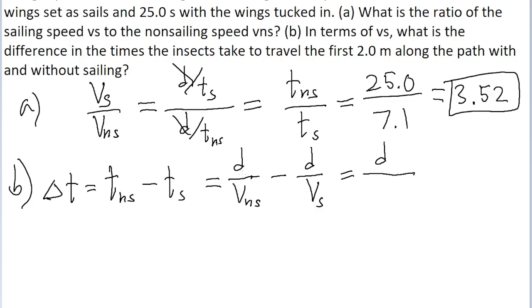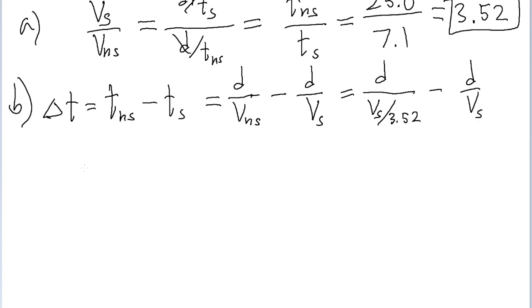We can say that d divided by v sub ns is equal to d divided by, and instead of saying v sub ns, we'll say v sub s divided by 3.52. And then we're still subtracting d over v sub s. To make this a little easier on the eyes, let's bring the 3.52 into the numerator. So that's 3.52d divided by v sub s, minus d divided by v sub s.